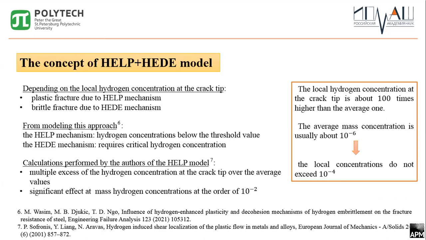From this discrepancy between the results of the verification calculation of the Sofronis model and the experimental data, it follows that the assumption about the action of the HELP mechanism of fracture at a low average hydrogen concentration is incorrect. At this level of concentration, it's impossible to achieve such local accumulation of hydrogen caused by external mechanical stress that can start the physical mechanisms of HELP.